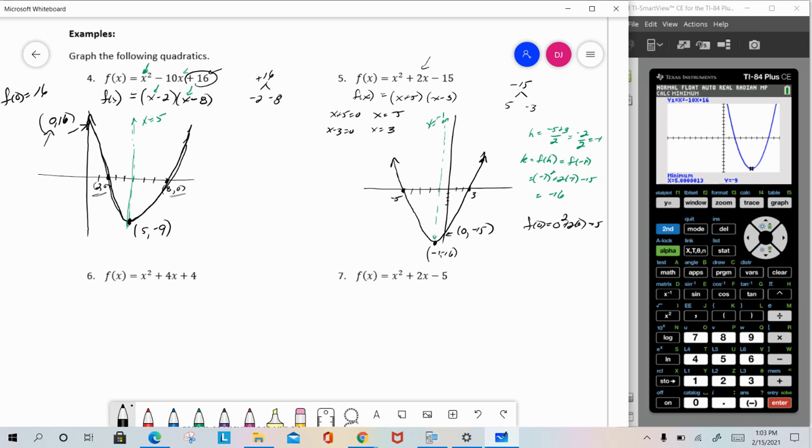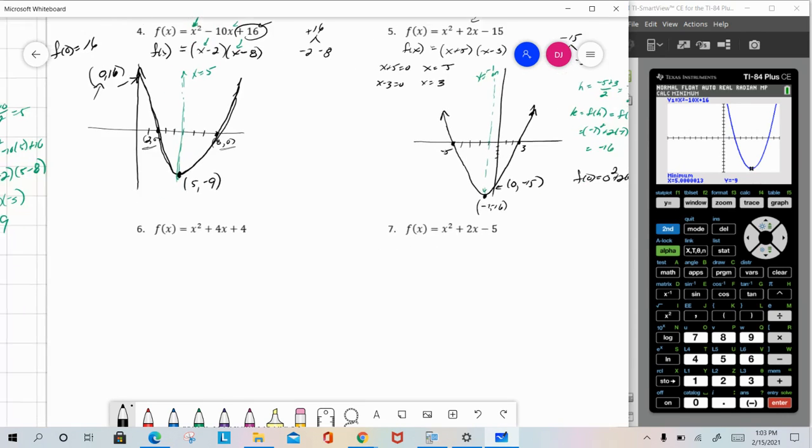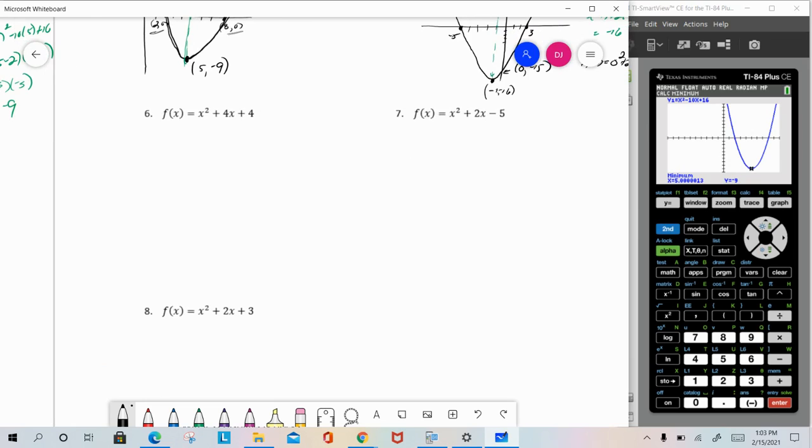Number 16. Again, I'm going to try to factor this. Are there factors of 4 that add to 4? Yes, there are 2 and 2. Now, this one's going to be interesting because this is going to factor as x plus 2 times x plus 2. So if I set those each equal to 0, I get -2 twice.